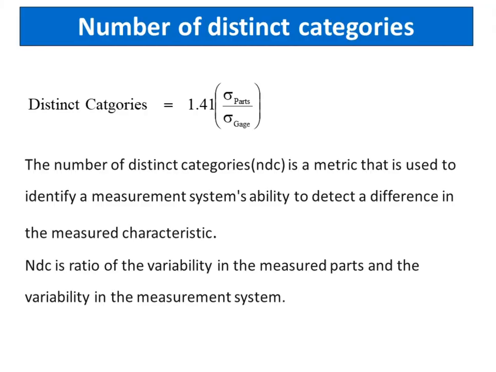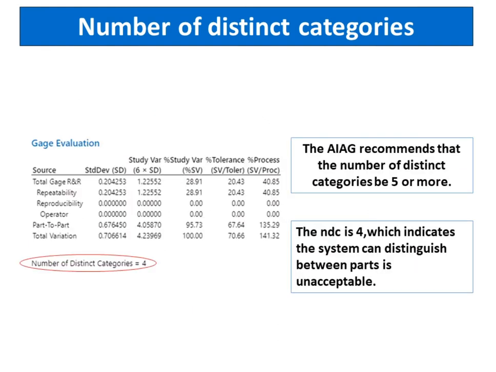Number of distinct categories. The number of distinct categories, NDC, is a metric that is used to identify a measurement system's ability to detect a difference in the measured characteristic. NDC is the ratio of the variability in the measured parts and the variability in the measurement system. The AIAG recommends that the number of distinct categories be 5 or more.